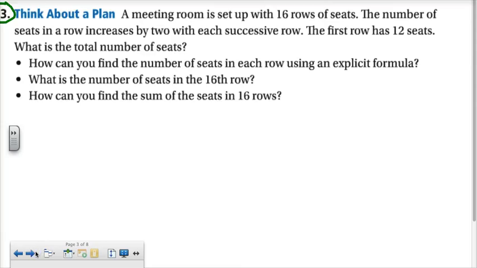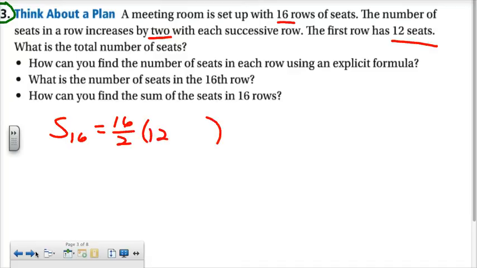Now, 33. A meeting room is set up with 16 rows of seats. The number of seats in a row increases by 2 with each successive row. The first row, 12 seats. What's the total number of seats? So start thinking, all right, I'm going to need the sum of the first 16 rows, where I know the first one is 12. But again, I need to know how many seats are in that last row, that 16th row.